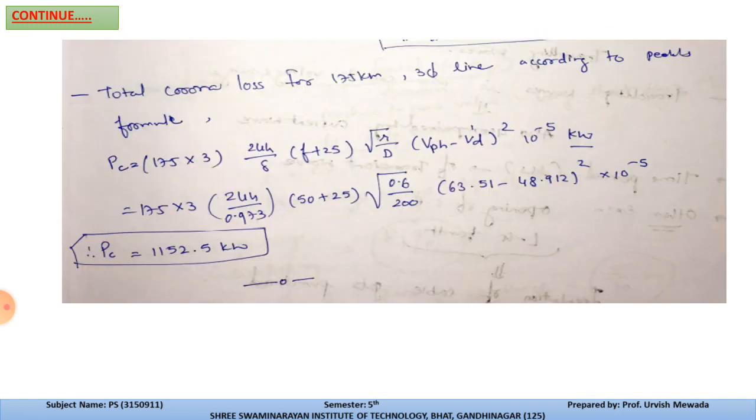After that, the total corona loss for the 175 kilometer three phase line according to the Peek's formula. We are just placing the values again. All the values are mentioned over here that we already studied in the data given section. If you solve this, you will get Pc equal to 1152.5 kilowatts. So this is the corona loss whenever the corona occurs, and we need to maintain the terminal voltage, meaning the receiving end as well as the sending end, so we need to control this.